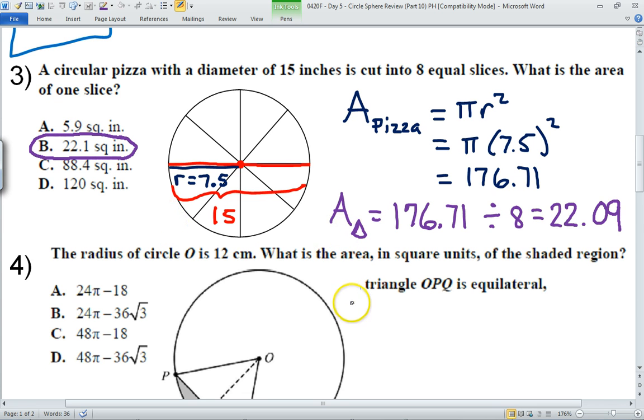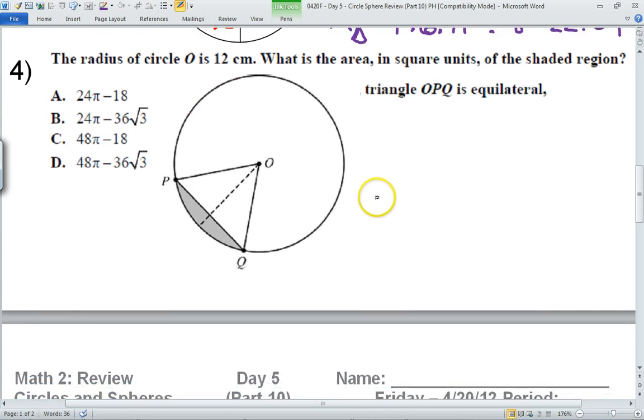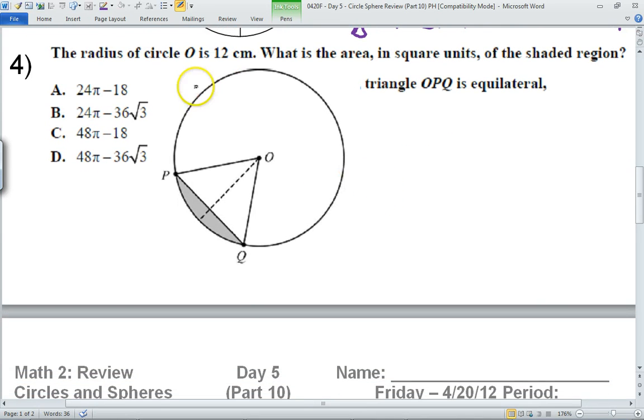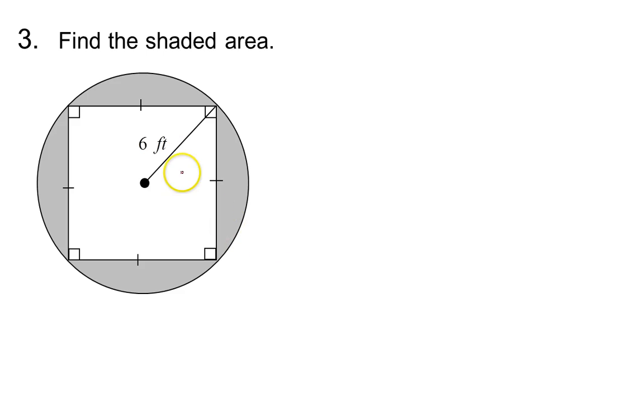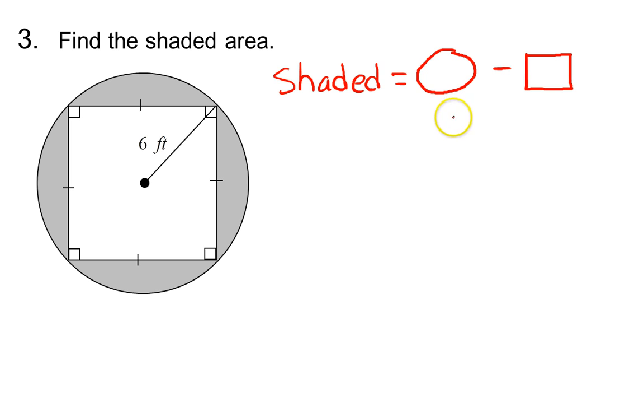Okay, let's move on to number 4. This one is going to be a little more tricky. Do you remember when we used to have problems like this? A shape inside of a shape, and to find the shaded area our strategy was to take the outer shape minus the inner shape. So in this case, we'd start with the area of the circle and then subtract the area of the square. Remember that? It was pretty tough. Well, this problem is almost the same thing.